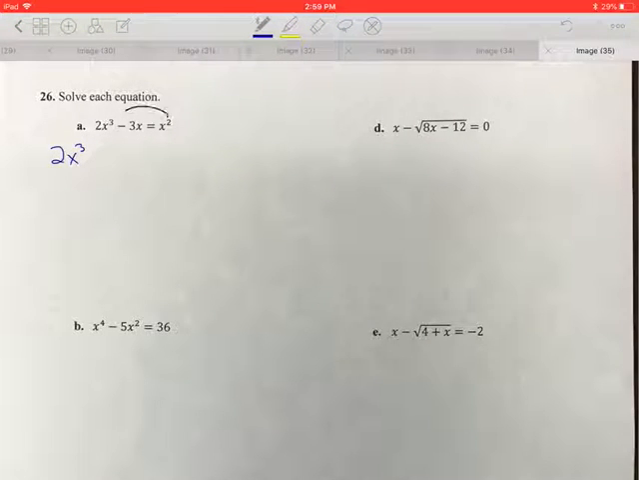I'm going to pull this x squared over. I want it in the middle, so I'm in descending order. And remember, when I change sides, I change signs. Okay, so once I get to here, I'm noticing that everything has an x. So I can factor the x out.